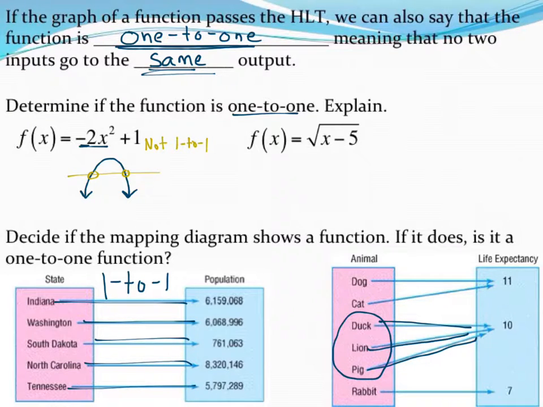Compared to this second graph over here, which again, if you don't recall what a square root graph looks like, you can graph it yourself. But a square root graph is going to look roughly like this, shifted to the right 5. This graph I can see does pass the horizontal line test because no matter where I draw a horizontal line, it will always only intersect one time. So this, yes, is a one-to-one function because it passes the horizontal line test.